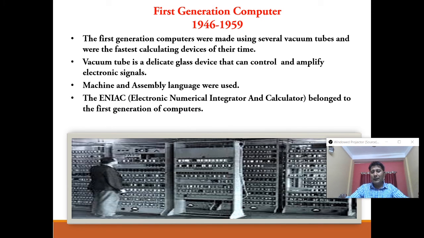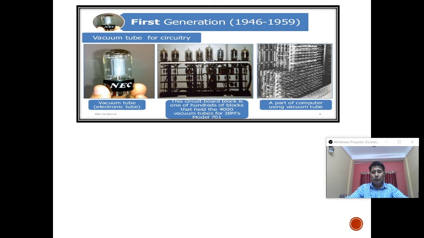ENIAC, that is Electronic Numerical Integrator and Calculator, belonged to the first generation computers. The examples of first generation computers were UNIVAC, that is Universal Automatic Computer, and ENIAC, that is Electronic Numerical Integrator and Calculator. You can go through the figure here; these are the vacuum tubes that were used in the first generation computers. You can see that not one vacuum tube but hundreds and hundreds of vacuum tubes were used in the first generation computers.